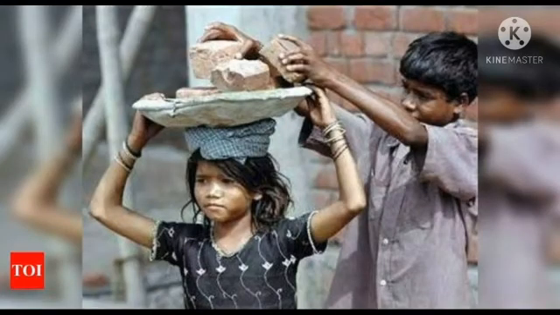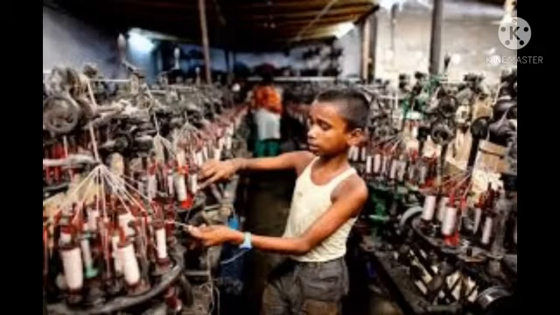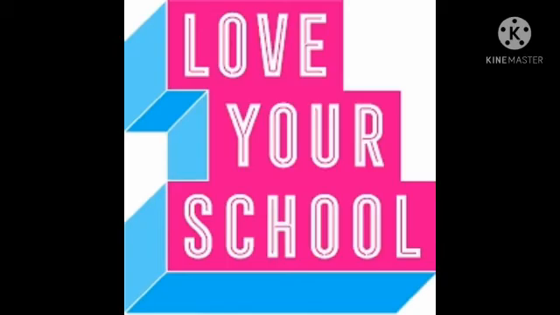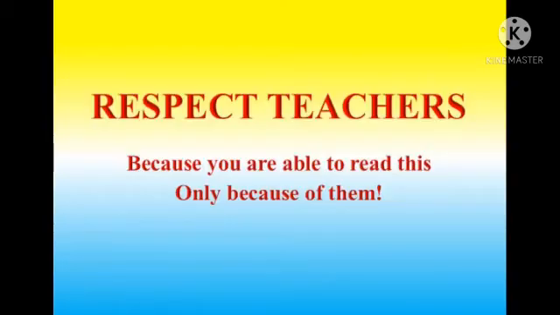Now, students, you must have seen some children doing work on roads, on building constructions, etc. But students, do you know there is a ban on employing children below the age of 14 years in factories, mines, etc.? In 2006, the right against exploitation was expanded to include child labor. Each child must have the opportunity to attend school. So, students, love your school, respect your teachers.